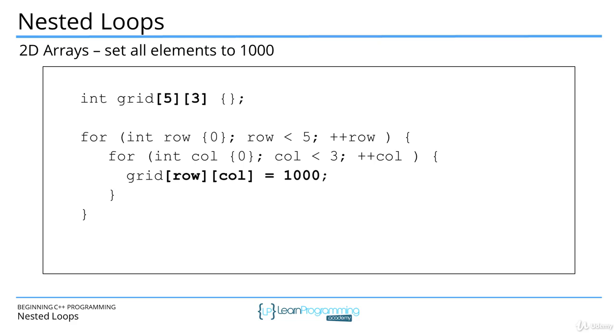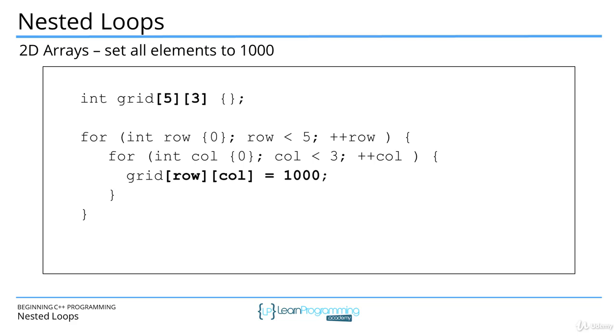In this example, we have a 2-dimensional array of integers named grid. Grid has 5 rows and 3 columns. Suppose we want to assign 1,000 to each element in the grid. We can do this easily with nested for loops. The outer loop iterates for rows 0 to 4 inclusive, and the inner loop iterates the columns for each from 0 to 2 inclusive. Then in the body of the loop, we simply assign 1,000 to grid sub-row sub-column.